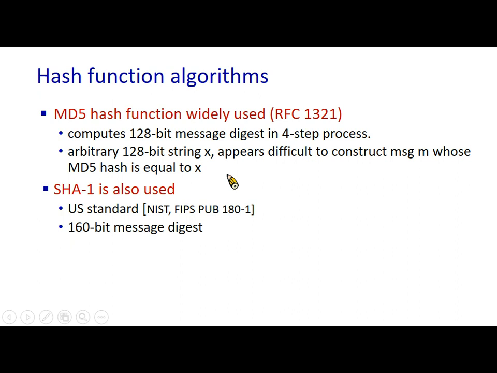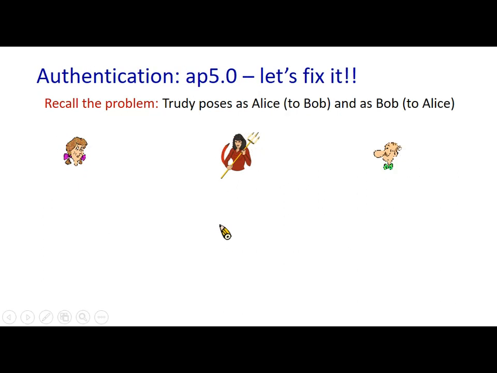It is a US standard from NIST, FIPS publication 180-1. It produces a 160-bit message digest. So now we can look at authentication, protocol ap5.0, as the basic case.